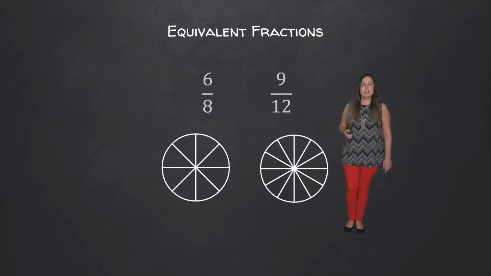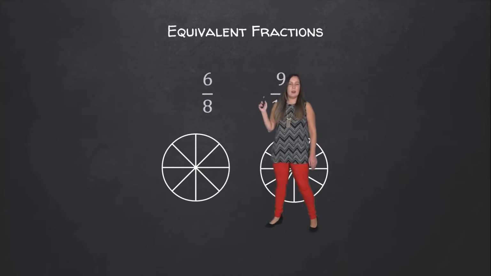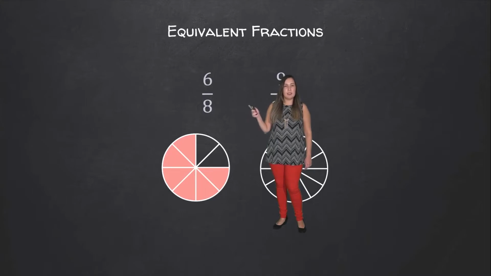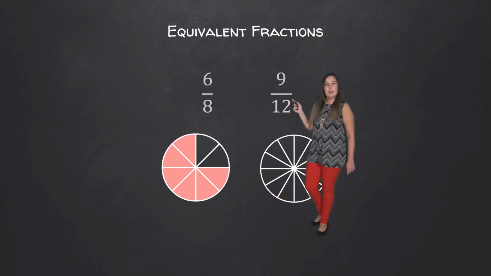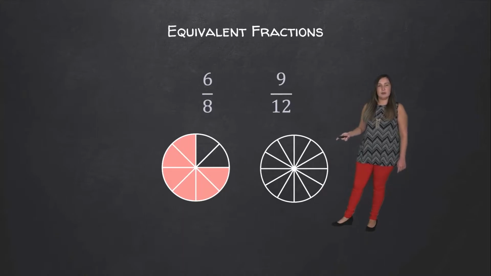Here we have a different example. So we have 6/8 and 9/12. So for 6/8, we have a model here that's split up into 8 equal pieces. And 6 of them are going to be shaded because we have 6/8. Here, we have 9/12. We have a model that has 12 pieces, so we're going to shade in 9 of those pieces.